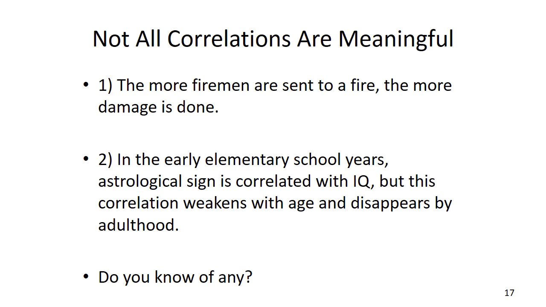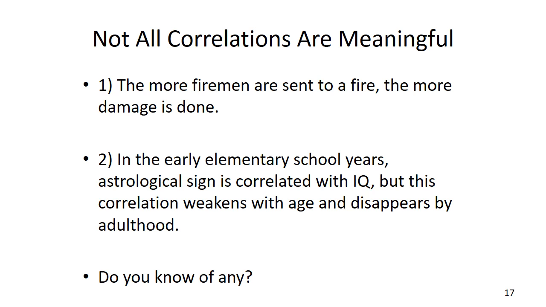You understand what I mean when these are considered spurious correlations. They're not always meaningful. So I like this one. In the early elementary school years, astrological sign is correlated with IQ, but that correlation weakens with age and disappears as you become an adult. And I think you might have some ideas on why that might be. So I'm sure you can think of some.